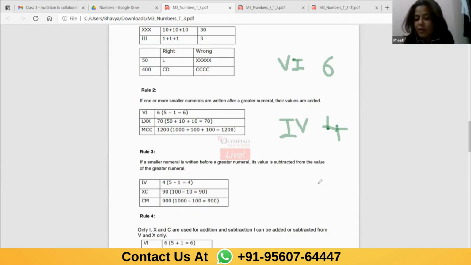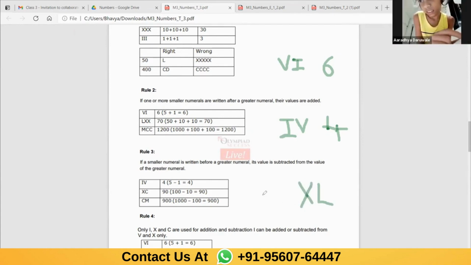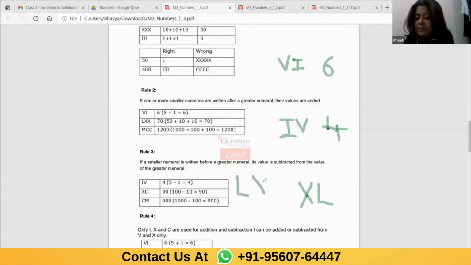What is the symbol of 50? L. So how can I make 50 minus 10? If I write X on the left hand side of L, this means 50 minus 10. This means 40. But if I write X on the right hand side of L, it means 60, because writing X on the right hand side of L means addition. So 50 plus 10 will make it 60.